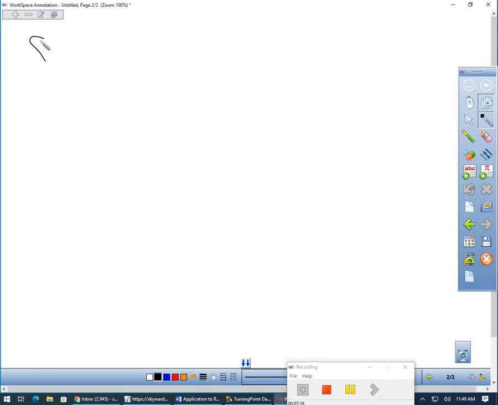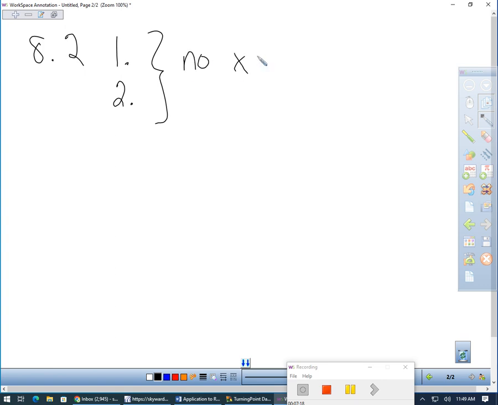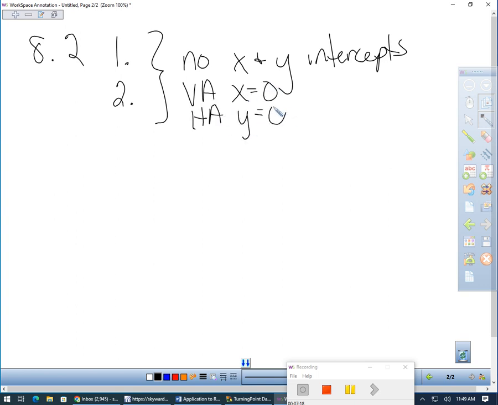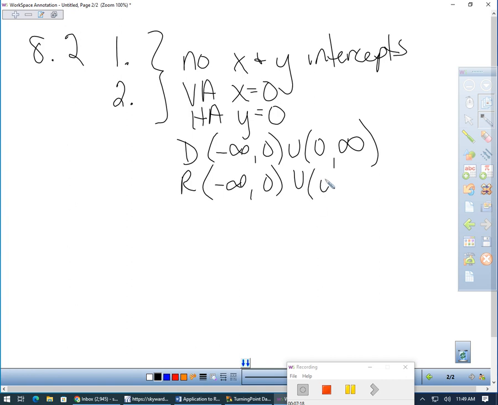All right, let's move on to the 8-2 side. In number 1 and number 2. First of all, identifying the x and y intercepts. There are no x and y intercepts. State the asymptotes. We have a vertical asymptote at x equals 0, a horizontal asymptote at y equals 0. And then state the domain and range. The domain is negative infinity to 0, 0 to infinity. The range is negative infinity to 0, 0 to infinity.